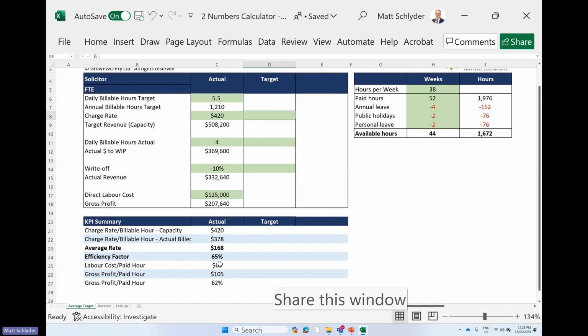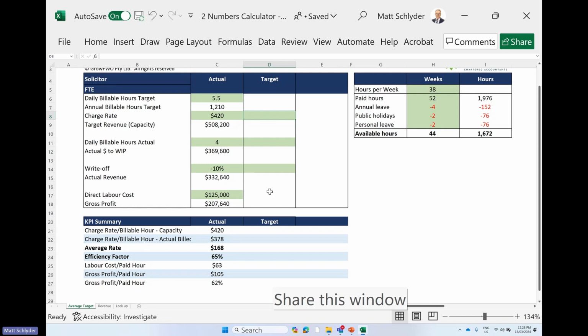They're paying $63 an hour for that particular solicitor, because they still have to pay 1,976 hours, which means the gross profit that they're making per hour is only $105. And that's the number that they've got to then pay out all the other wages, if you've got legal support people that aren't having their own budgets and driving up revenue, all of the other overheads and so on, before you even get to net profit, before tax, before all of those things.